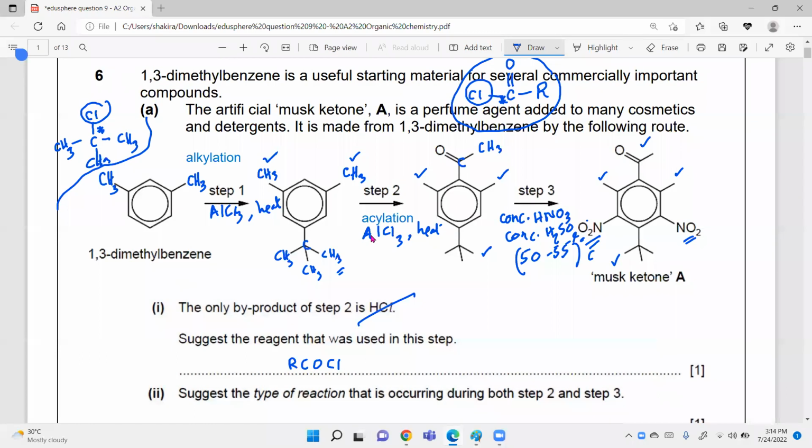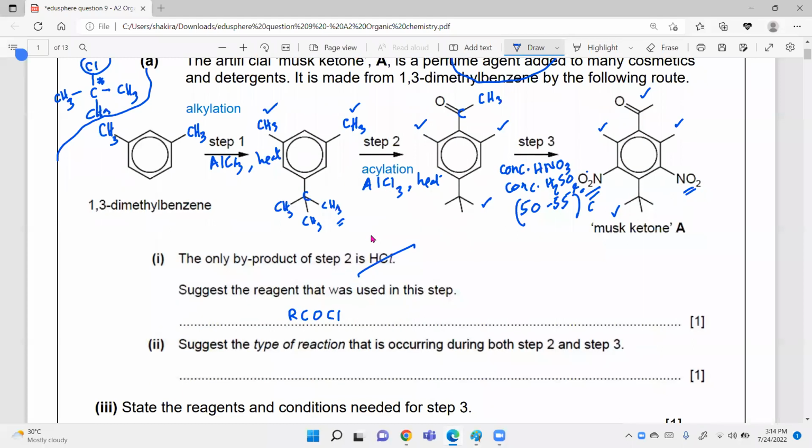Suggest the type of reaction that is occurring during both step 2 and step 3. Actually, even in step 1, substitution occurs. If a reaction happens on the benzene ring, most of the time it is electrophilic substitution. This is a typical reaction type of benzene, electrophilic substitution.